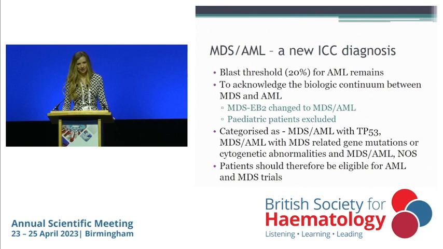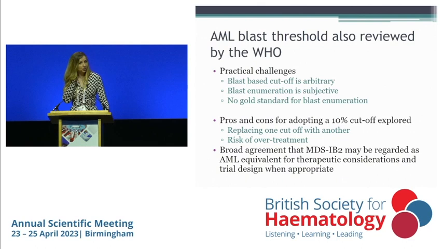So the WHO do reference this in their initial papers. They did review the blast threshold. They highlighted the practical challenges, that the blast-based cutoff is arbitrary, enumeration is subjective, which many of you will know, that look at morphology, and there is no gold standard for blast enumeration. They looked at the pros and cons of adopting a 10% cutoff, but they felt that you were just replacing one arbitrary cutoff with another arbitrary cutoff, and there was a risk of overtreatment of these patients with AML therapy when it wasn't appropriate.